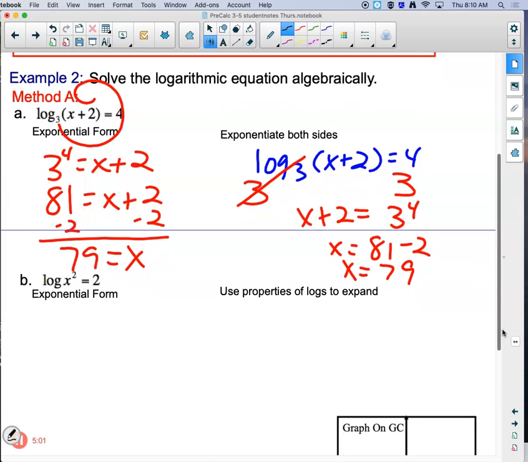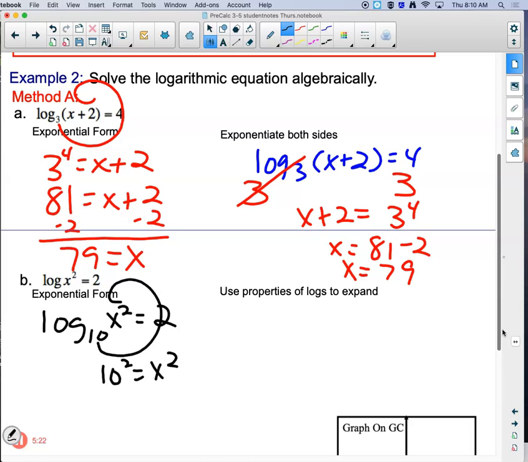So with b, exponential form for this one, we would have to remember that common logarithm, which is the logarithm that doesn't have a base listed for us, has a base of 10. Then we would snail shell. So 10 squared equals x squared. 10 squared is 100. And then, of course, we'd take the square root of both sides and get positive and negative 10.